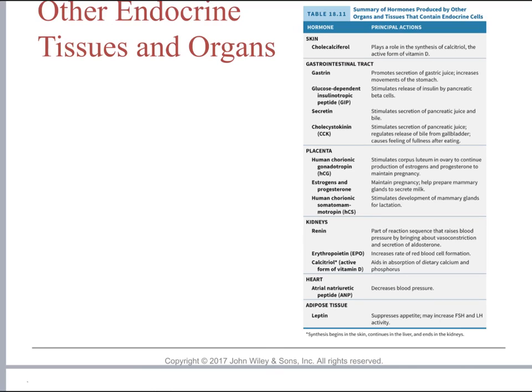Adipose, yes, the fat in our body secretes a hormone called leptin. This tells us when we are satiated. It suppresses appetite, and it also may increase FSH and LH activity.